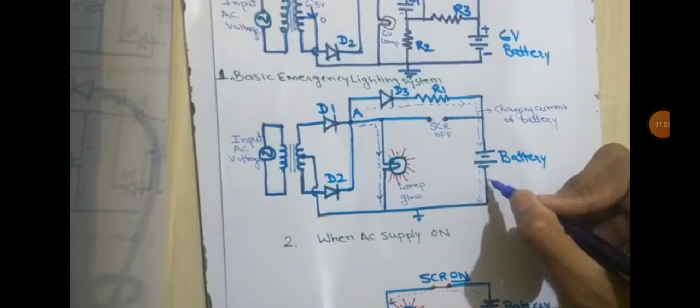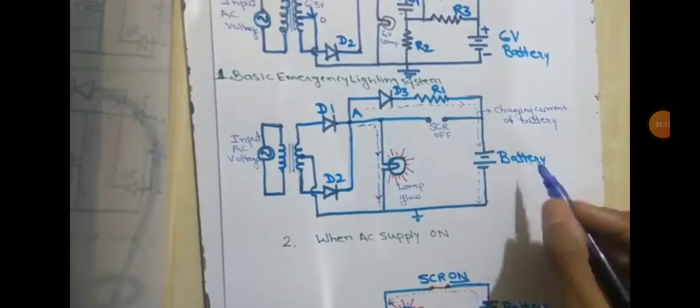Similarly, at the same time, the voltage is applied to the diode D3. Here diode D3 is on and current flows through R1 and the battery, which charges the battery towards its maximum value of 6 volts.